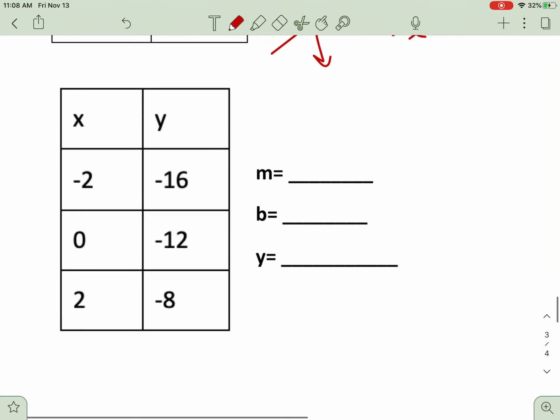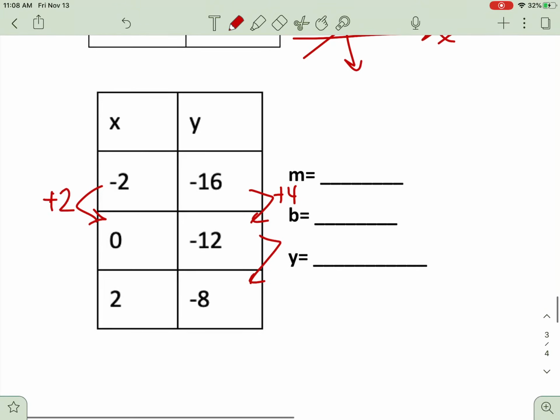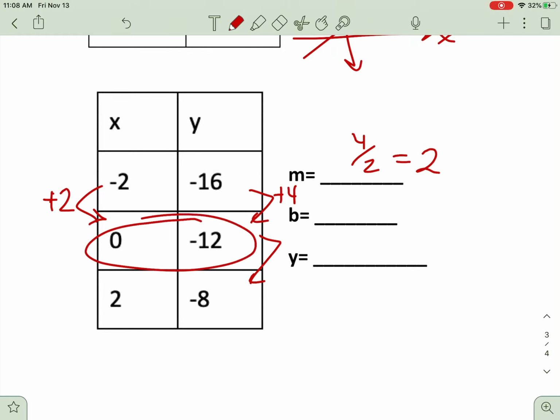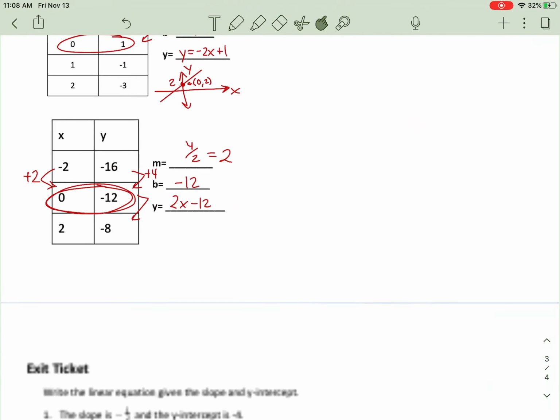Okay, let's do the same thing here. Looks like it goes up 4. This goes up 2. So our slope is 4 over 2, which also simplifies to 2. Our y-intercept is when x is 0, so this is -12. And so our formula is y equals 2x minus 12. Okay, so not too bad, right?